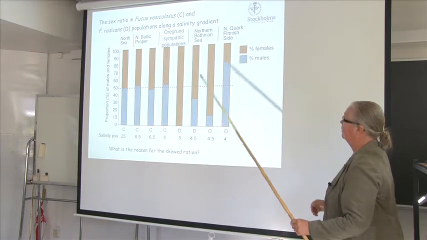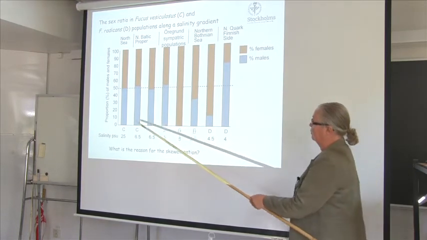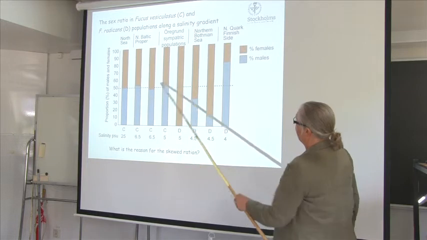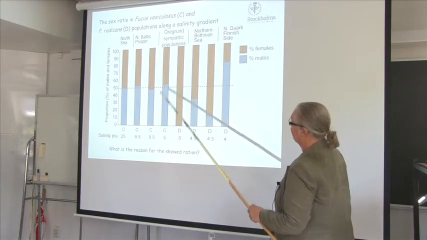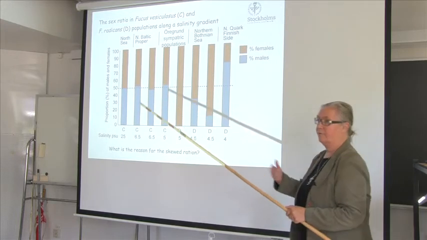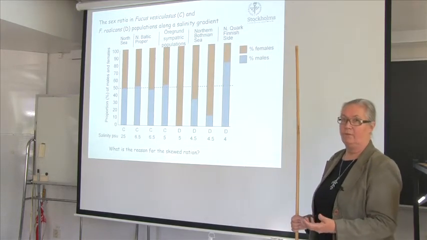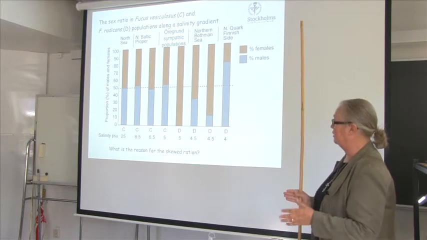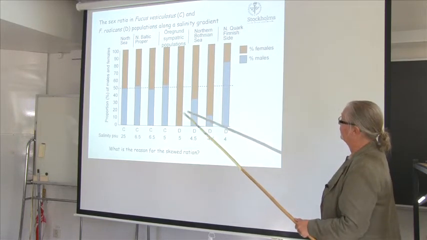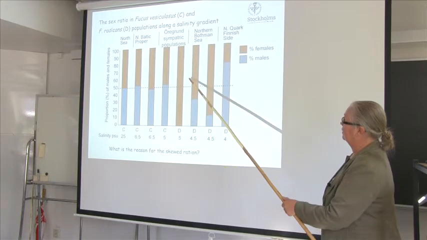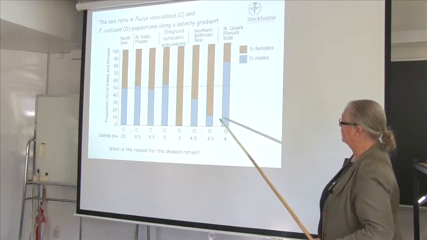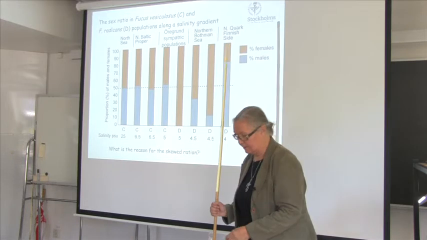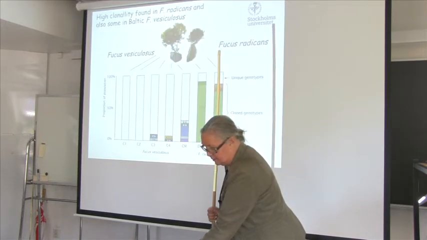And then we also looked at the proportion of females and males. So if we look at Fucus vesiculosus, which are these four, in the sea they have about 50-50 male and female plants, which is the normal thing for algae or others with two sexes to have, the same 50-50 in the populations. But looking at some of the populations in Öregrund and in the North Sea of Fucus radicans, we found a very skewed sex ratio, and we couldn't really explain it until we got the genetic analysis.